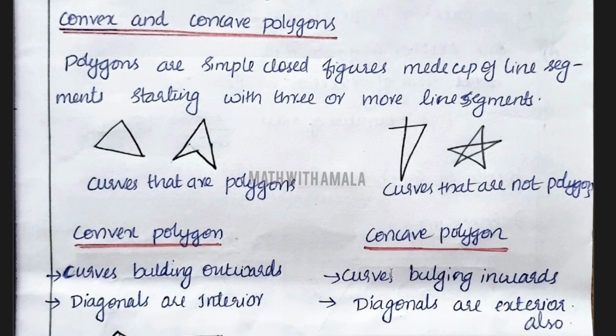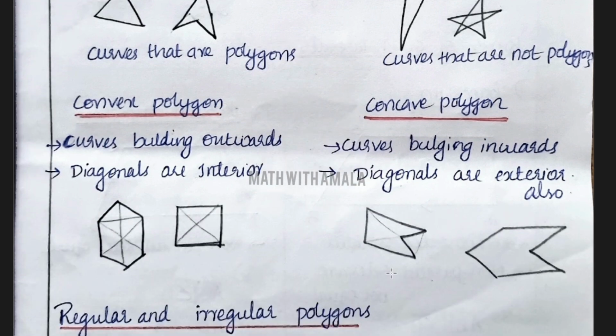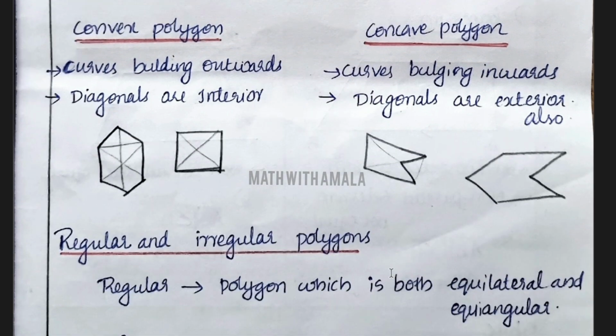Convex and concave polygons. Before that, what are polygons? Polygons are simple closed figures made up of line segments, starting with 3 or more line segments. So the starting is from 3, and it starts with only the triangle. Now the curves that are polygons are given by this example, and the curves that are not polygons are given here, like the star with crossings and all. Without crossing and closed, they are called polygons.